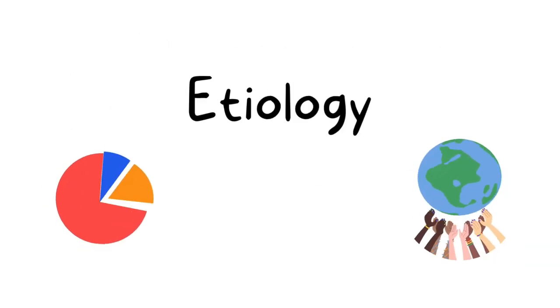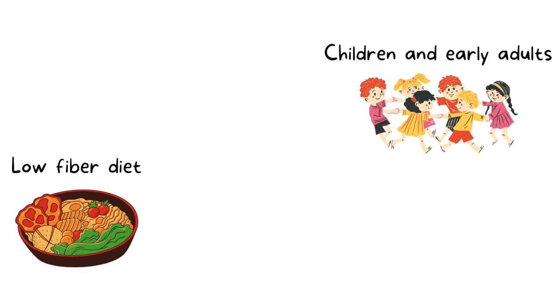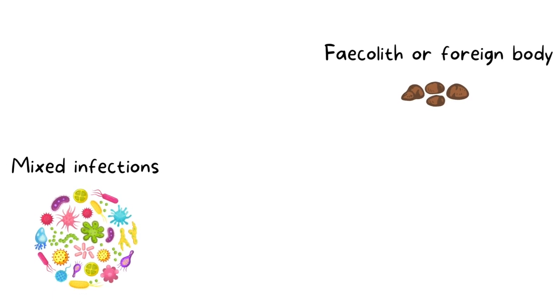Etiology of appendicitis. Low fiber diet is found to increase the risk, and also it is quite common in children and young adults. High fiber diet has been found to be lowering the chances of developing appendicitis. Obstruction of lumen by fecoliths and foreign bodies is an important cause, and infection with mixed bacteria, which means aerobic and anaerobic bacteria, can cause appendicitis.